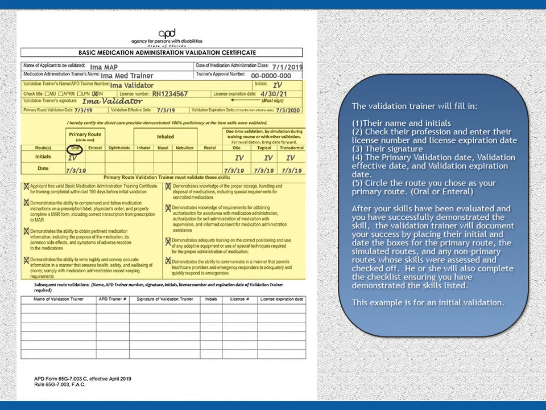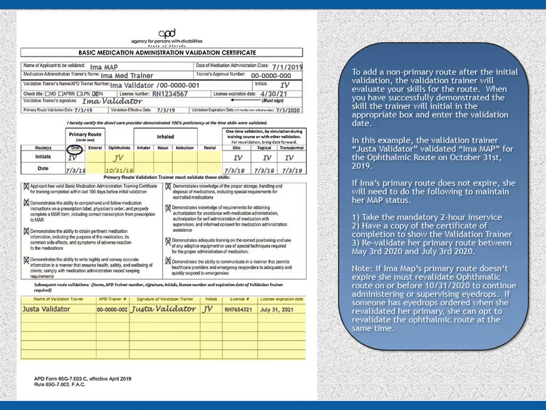After your skills have been evaluated and you have successfully demonstrated the skill, the validation trainer will document your success by placing their initial and date in the boxes for the primary route, the simulated routes, and any non-primary route whose skills were assessed and checked off. He or she will also complete the checklist ensuring that you have demonstrated the skills listed. This example is for an initial validation.